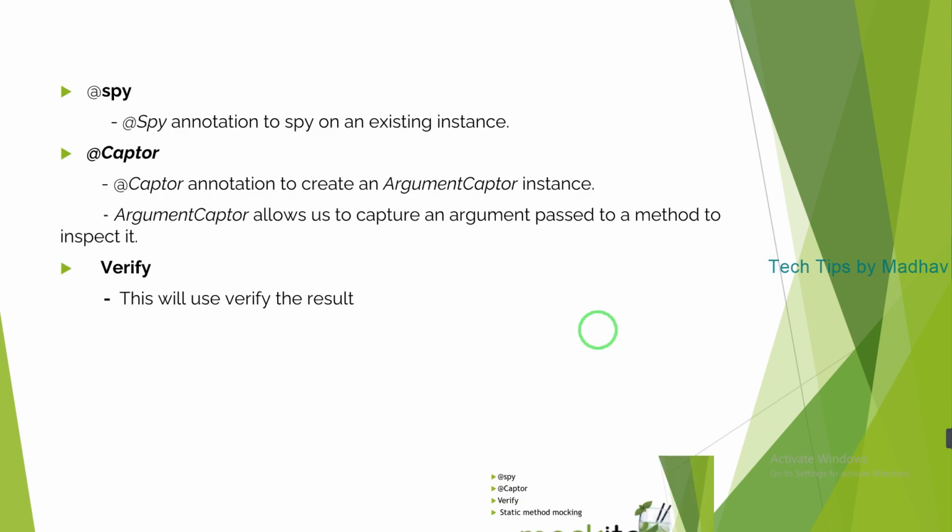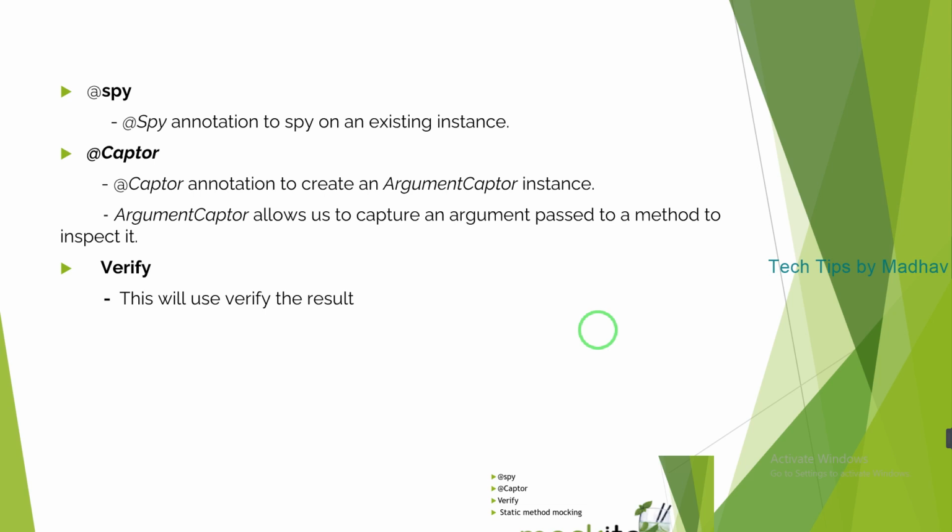The first one is spy. It's similar to a mock to create the instance, but when it comes to the usage, there is a slight variation. Capture: this annotation is used to create the argument capture instance, and once we have it, you can actually capture the method parameters. In which circumstance do we generally need this mechanism? We'll see it by example.